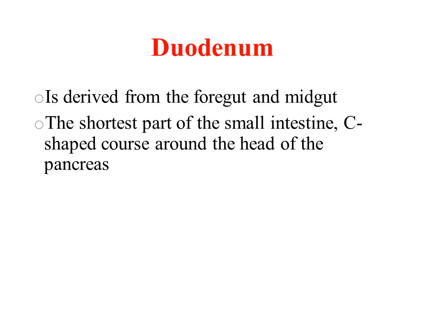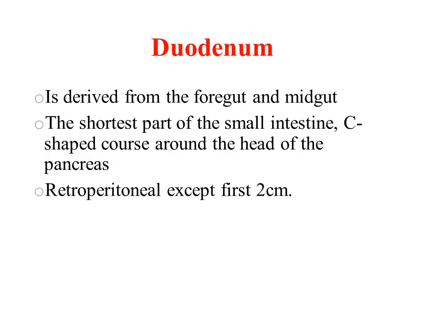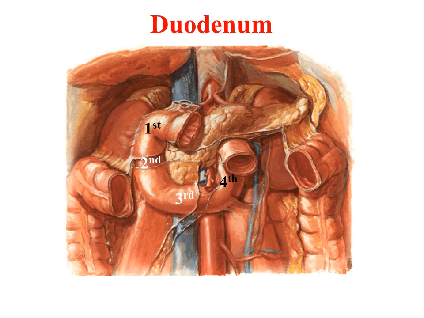It is the shortest part of the small intestine and has a C-shaped structure around the head of the pancreas. It is completely retroperitoneal except for the first 2 centimeters of the first part. Here it's very clear, the first part of the duodenum is in black. The first part is the superior part, the second is the descending part, the third is the horizontal part, and the fourth is the ascending part.